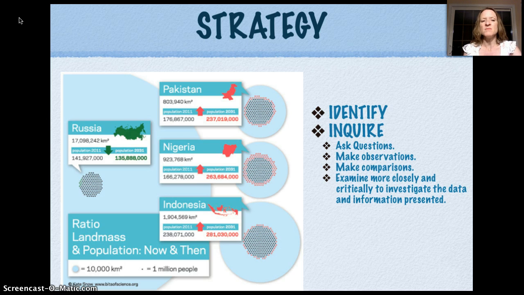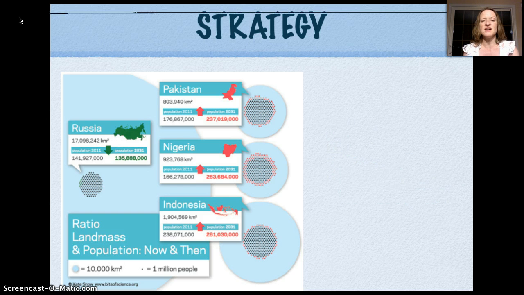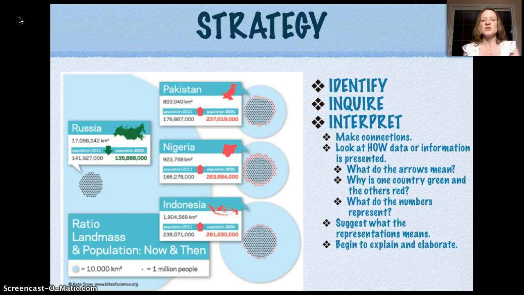So you get more detailed with your observations at this point, really pulling some of the images and what they mean from the infographic to start collecting those pieces of data. That's going to allow you to start to interpret what those images actually mean. So pay careful attention to how the data is represented. The colors matter. The fact that Russia is represented in green and the other three areas in red, that's important. There's a reason for that.